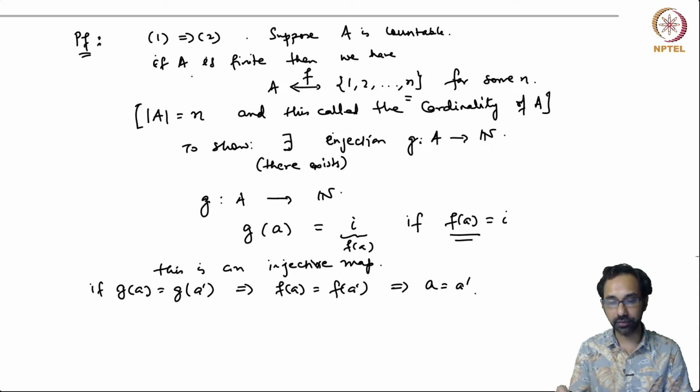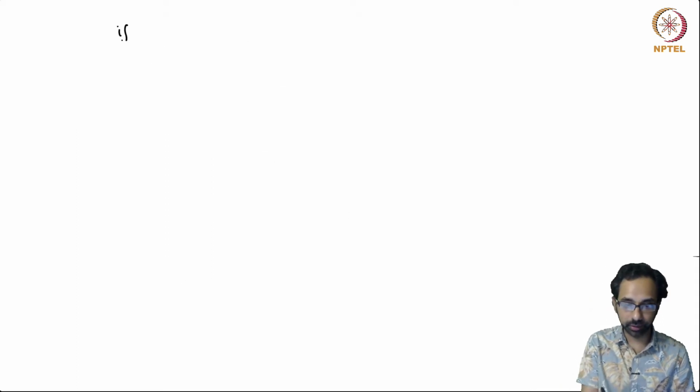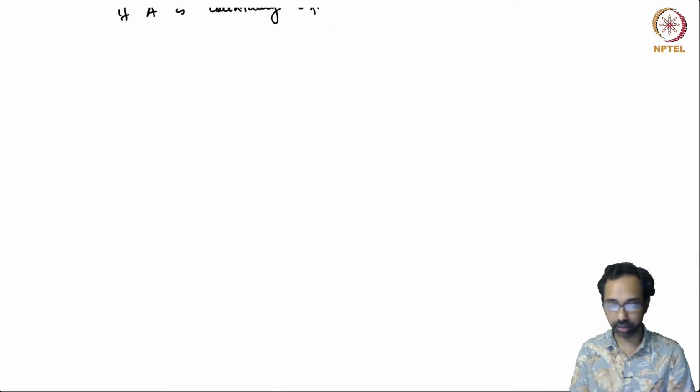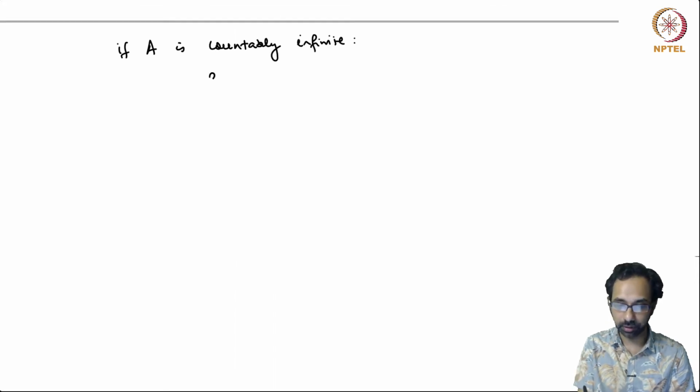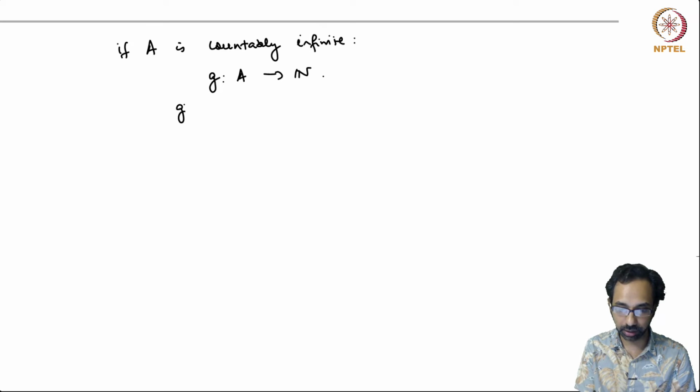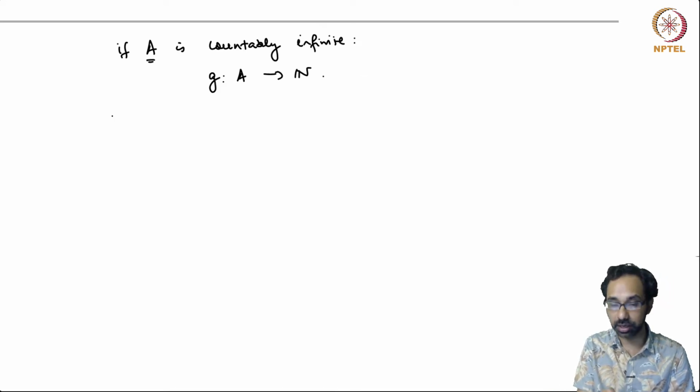Now we have to show that we still have an injection if A is countably infinite. So if A is countably infinite, then how do we get an injective map G from A to N? If A is countably infinite, there exists a bijection G. Well, we can simply take the bijection that one has because A is countably infinite.